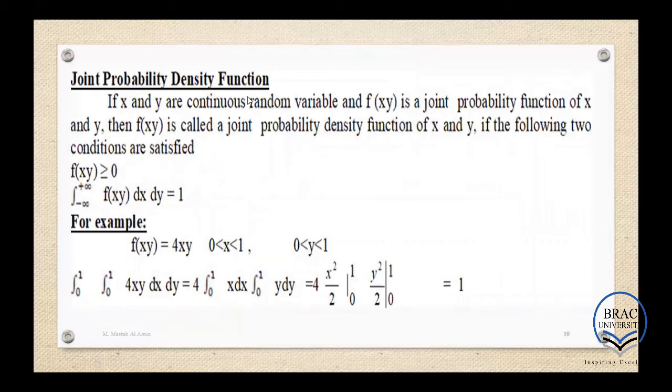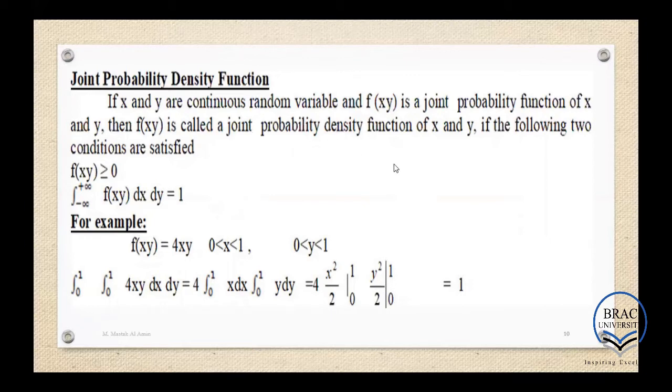Joint probability density function. That means when x and y are two continuous random variables, then the function f of x, y is called the joint probability density function. Previously it was the joint probability function. Why? Because then x and y were discrete random variables. Now x and y are continuous random variables.